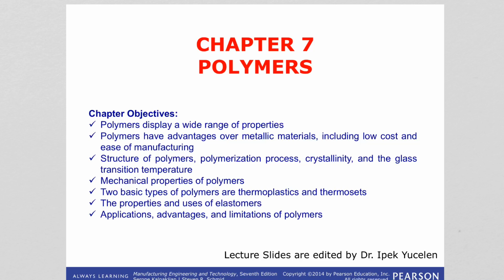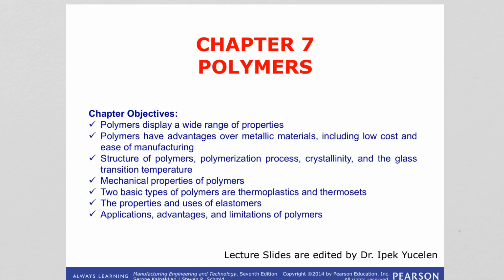So we're going to see the structure of polymers and how we build the polymers, actually how we process them, what is crystallinity of polymers, and how this affects the properties, their glass transition temperature. Unlike other materials that have a constant melting point where they go from solid to liquid, polymers have glass transition temperatures where they translate from a rubbery state to a brittle state.